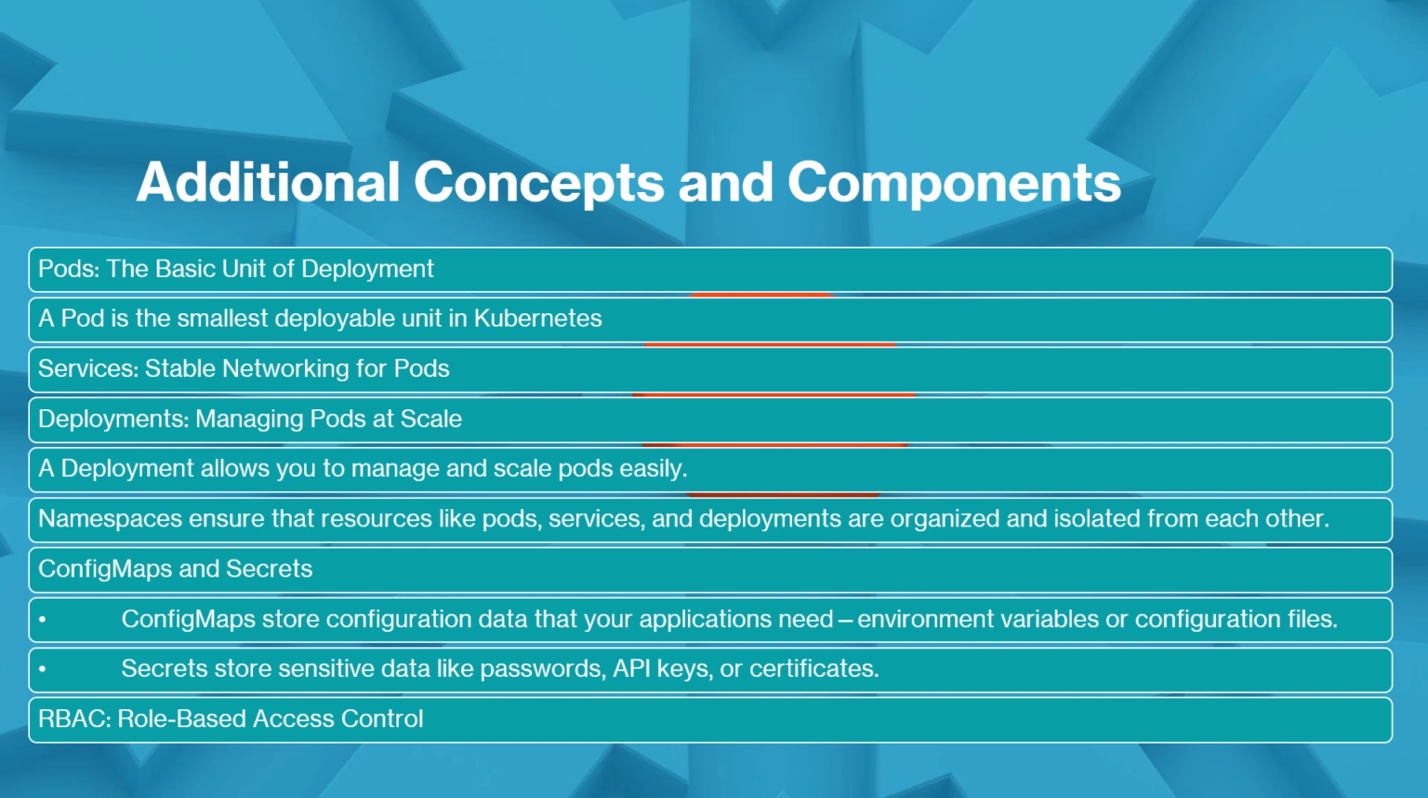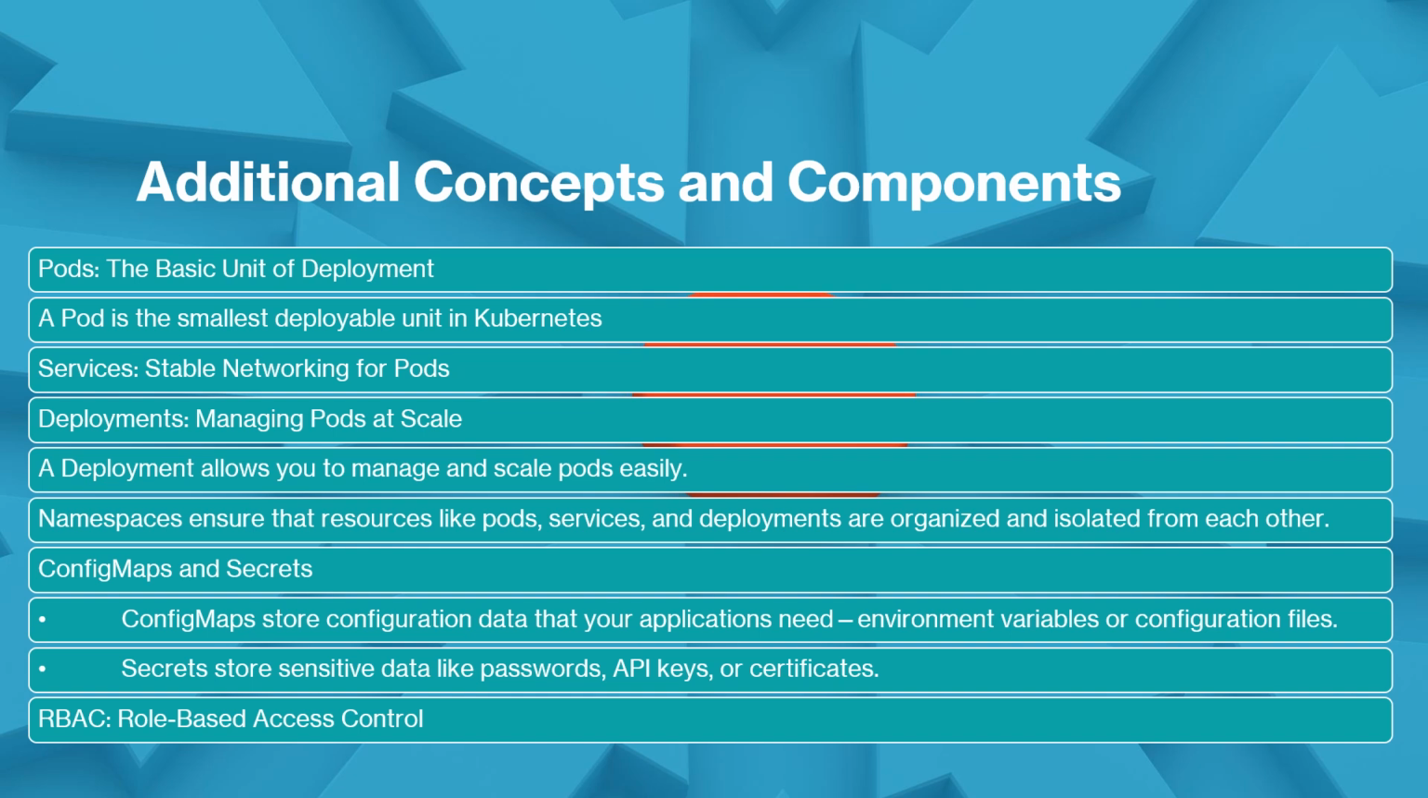Services, stable networking for pods. A service in Kubernetes provides a stable endpoint for accessing pods. Pods come and go, but services ensure that other parts of your application or external users can consistently connect to your application, even as pods change. Deployments, managing pods at scale. A deployment allows you to manage and scale pods easily. Deployments handle tasks like rolling out new versions of your application or scaling the number of replicas up or down, all while ensuring that there's no downtime. You can also roll back to a previous version if something goes wrong.